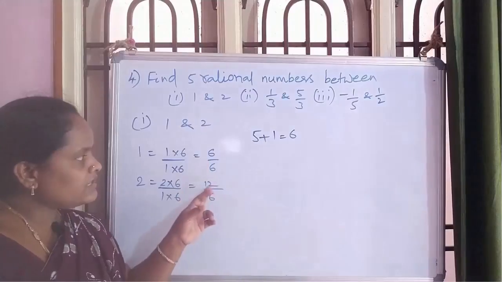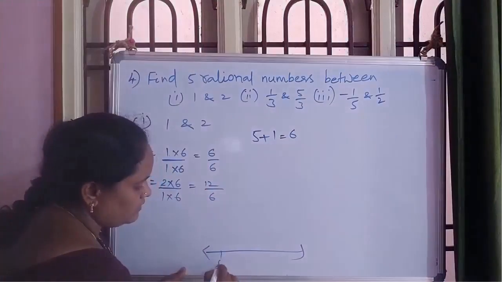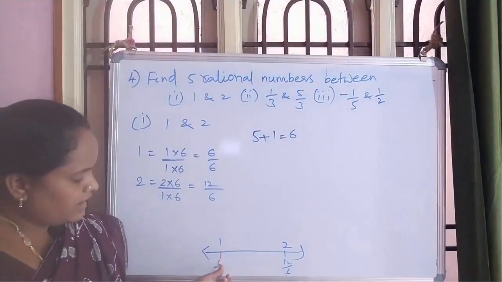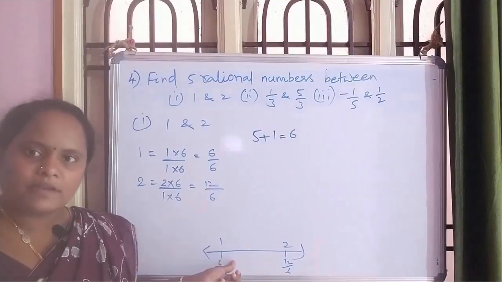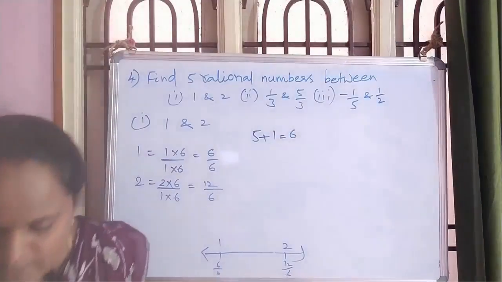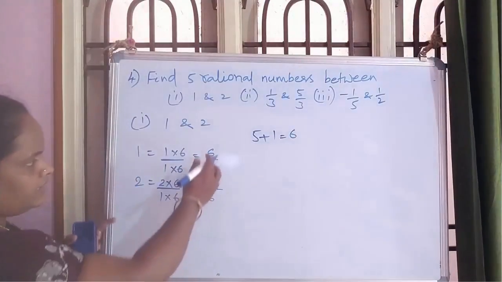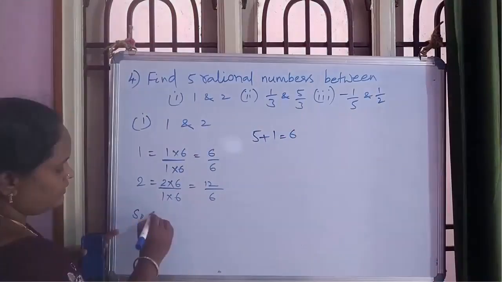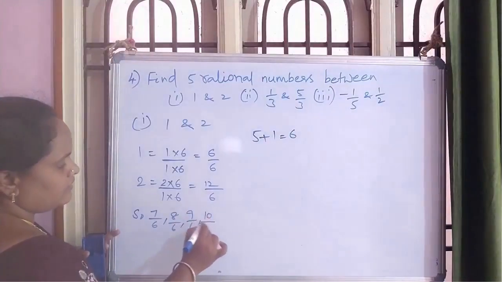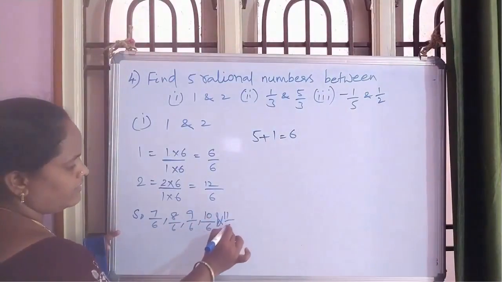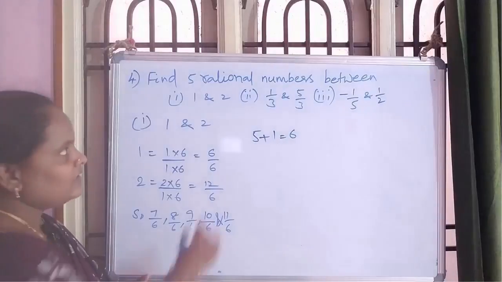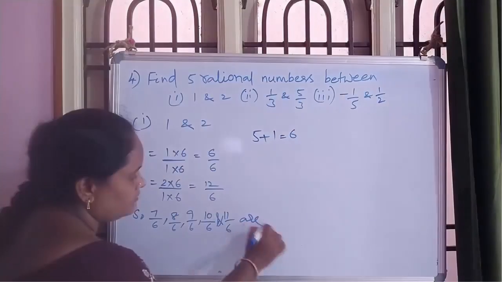If we represent these numbers on the number line, 6 by 6 is 1 and 12 by 6 is 2. After 6 by 6, what will be there? 7 by 6, 8 by 6, 9 by 6, 10 by 6, 11 by 6, then 12 by 6. So you know the answer, and the number line is not required to draw here. Let us write the numbers: 7 by 6, 8 by 6, 9 by 6, 10 by 6 and 11 by 6. 1, 2, 3, 4, 5. So we got the 5 required rational numbers between 1 and 2.